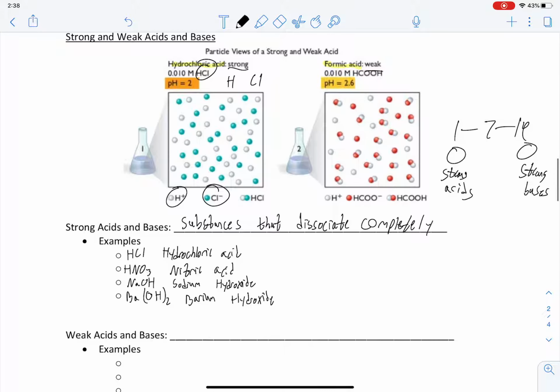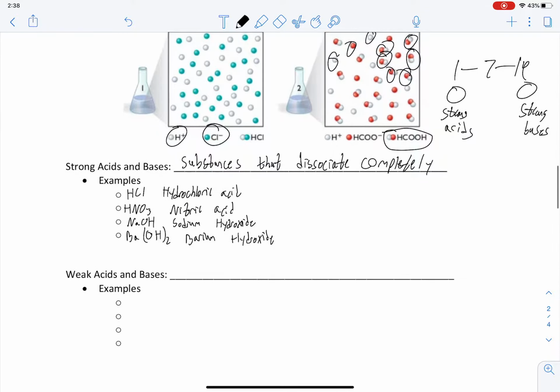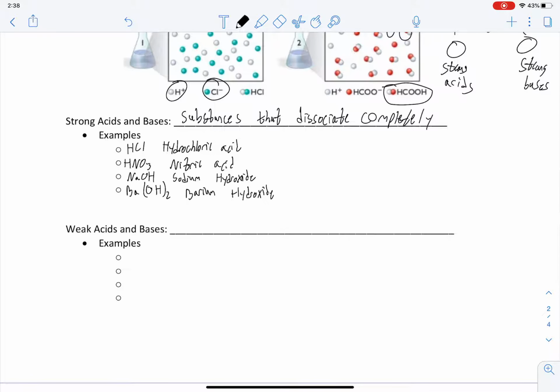Okay, weak acids and weak bases, as we can see in this particle view of formic acid, a weak acid is one that only partially dissociates, because if we look at this solution, HCOOH, that substance is still maintained in some of the solution, right? Only parts of them are getting dissociated. So a weak acid and a weak base are substances that partially dissociate.